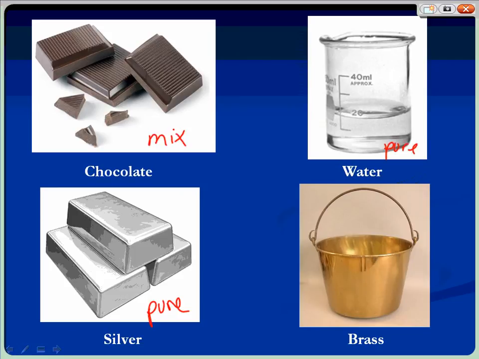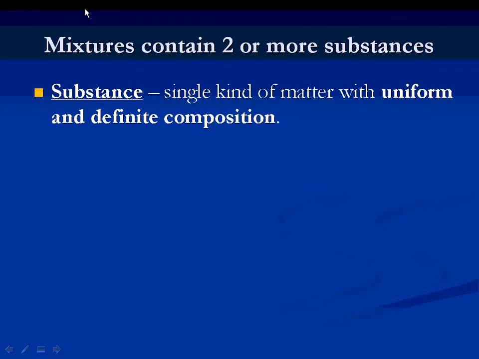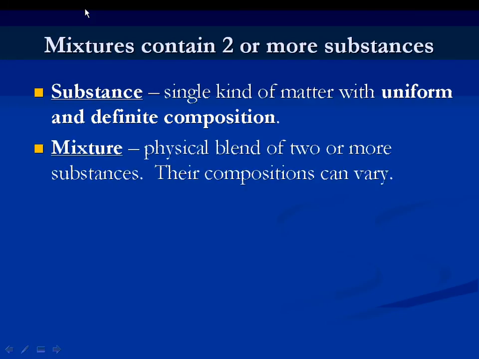mixture, and mixture. A substance is a single kind of matter with uniform and definite composition. Uniform meaning the same anywhere you look in the world. Definite meaning it's always going to have a certain quantity or number to it. Right? Mixture. A mixture is a physical blend of two or more substances. We're going to talk later about what physical means, but it pretty much means it's not bonded.